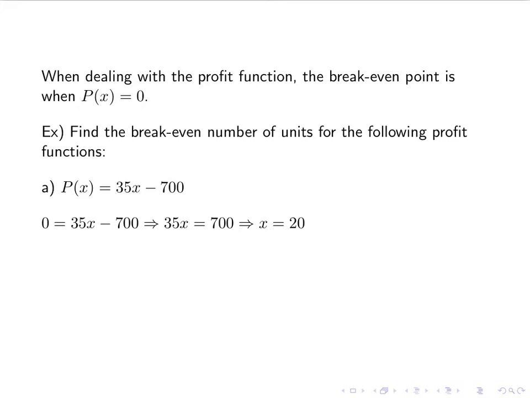If I sell 20 items, I will have broken even. If I sell less than 20, then I lost money. If I sell more than 20, then I've made a positive profit.